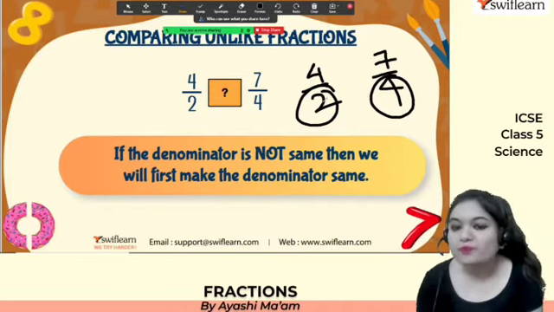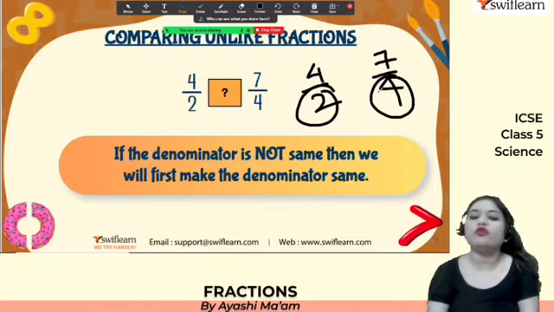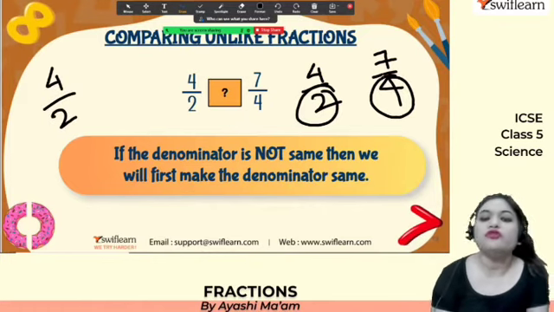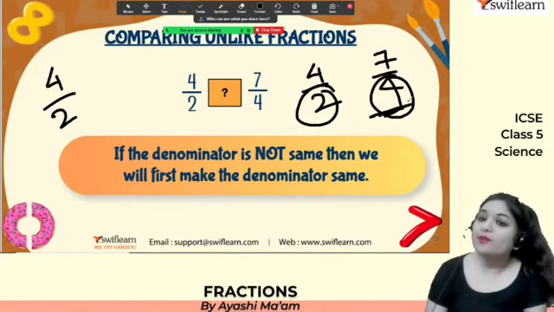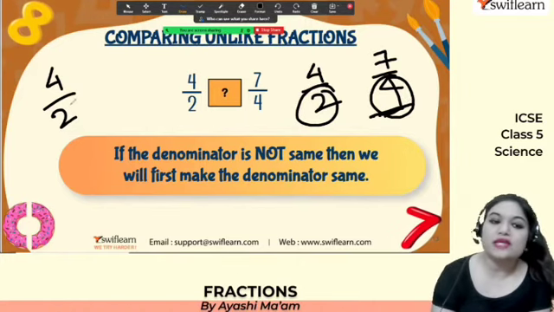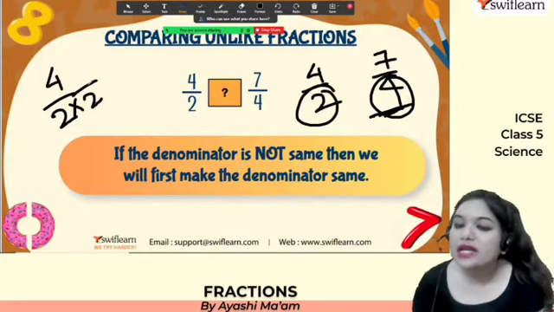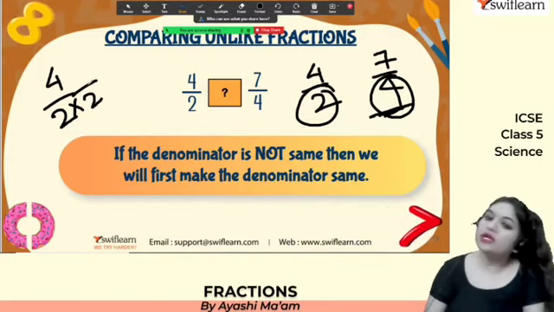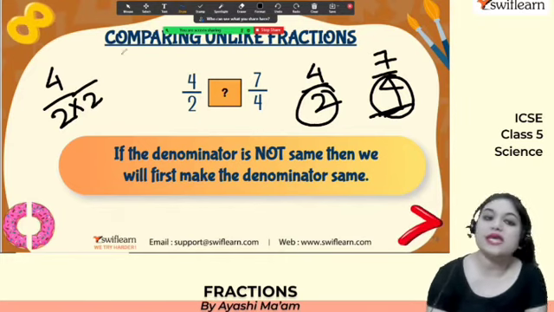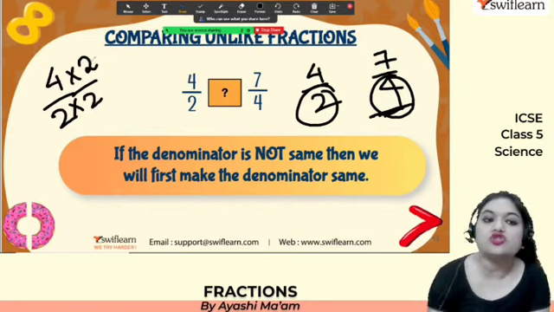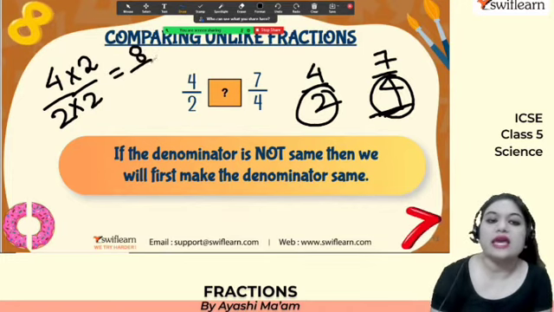So just think, to make the denominator same, how can you turn this 2 into 4? Because in the other fraction, the denominator is 4. By simply multiplying by 2, right? So you can simply do 2 into 2. And I have told you that whenever in any fraction, if you multiply the denominator by any number, you also need to multiply the numerator by the same number. That's why in the numerator also we will do 4 into 2. So we will get the fraction as 8 by 4.